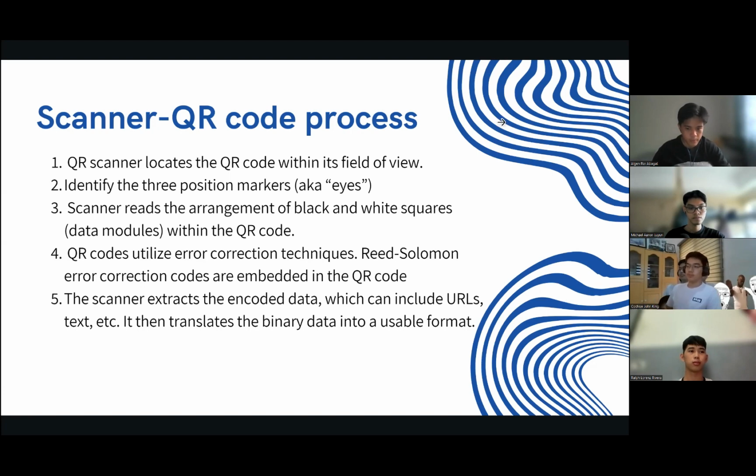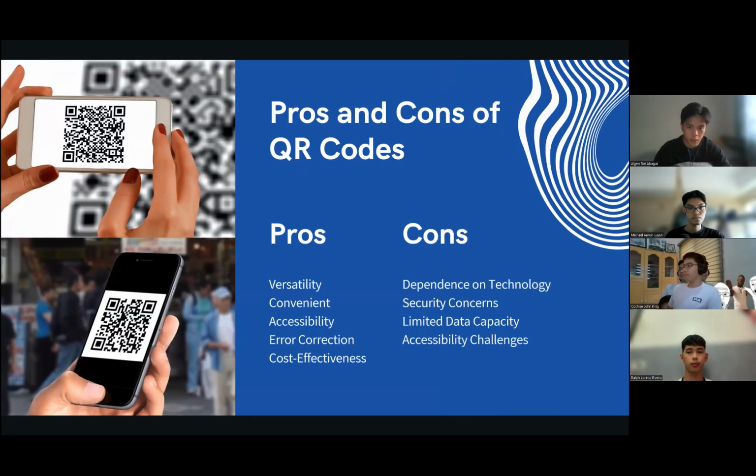Now that we've learned about QR codes, let us proceed to discuss their pros and cons. For pros, versatility. QR codes can encode various types of data, including URLs, text, contact information, and more. Versatility allows them to be used in a wide range of applications from marketing and advertising to inventory management and mobile payments.